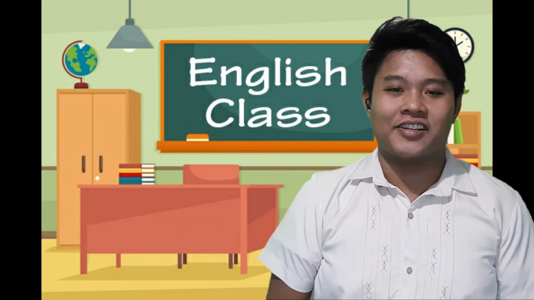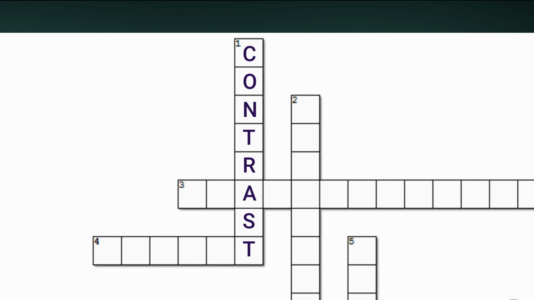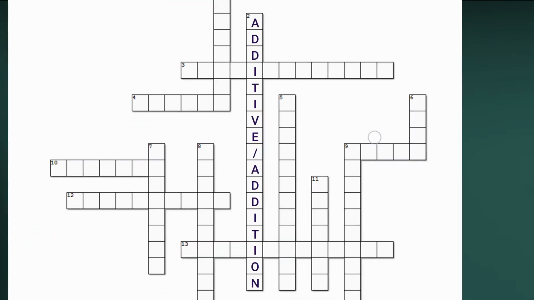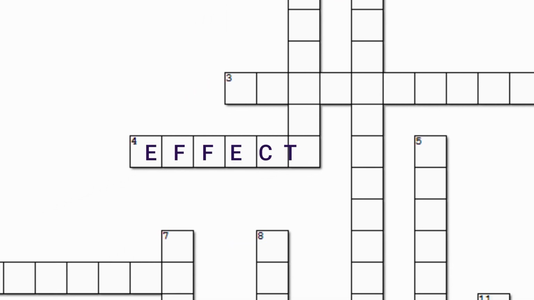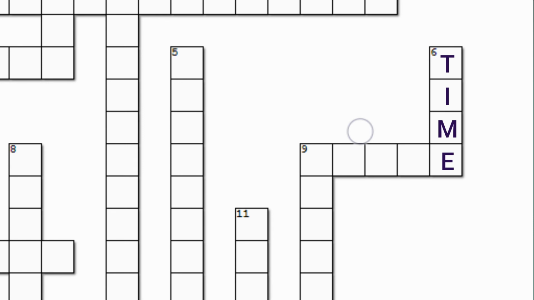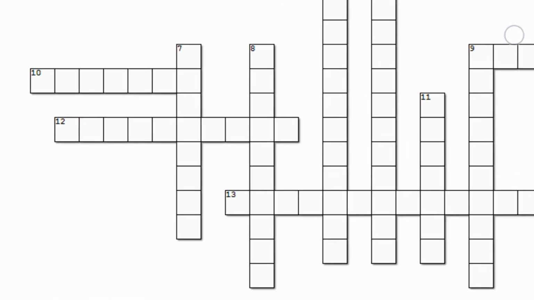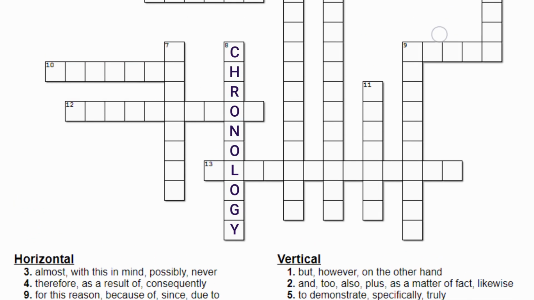Let us check your answers. Vertical number 1. Contrast. Vertical number 2. Additive or addition. Horizontal number 3. Qualification. Horizontal number 4. Effect. Vertical number 5. Illustration. Vertical number 6. Time. Vertical number 7. Sequence. Vertical number 8. Chronology.